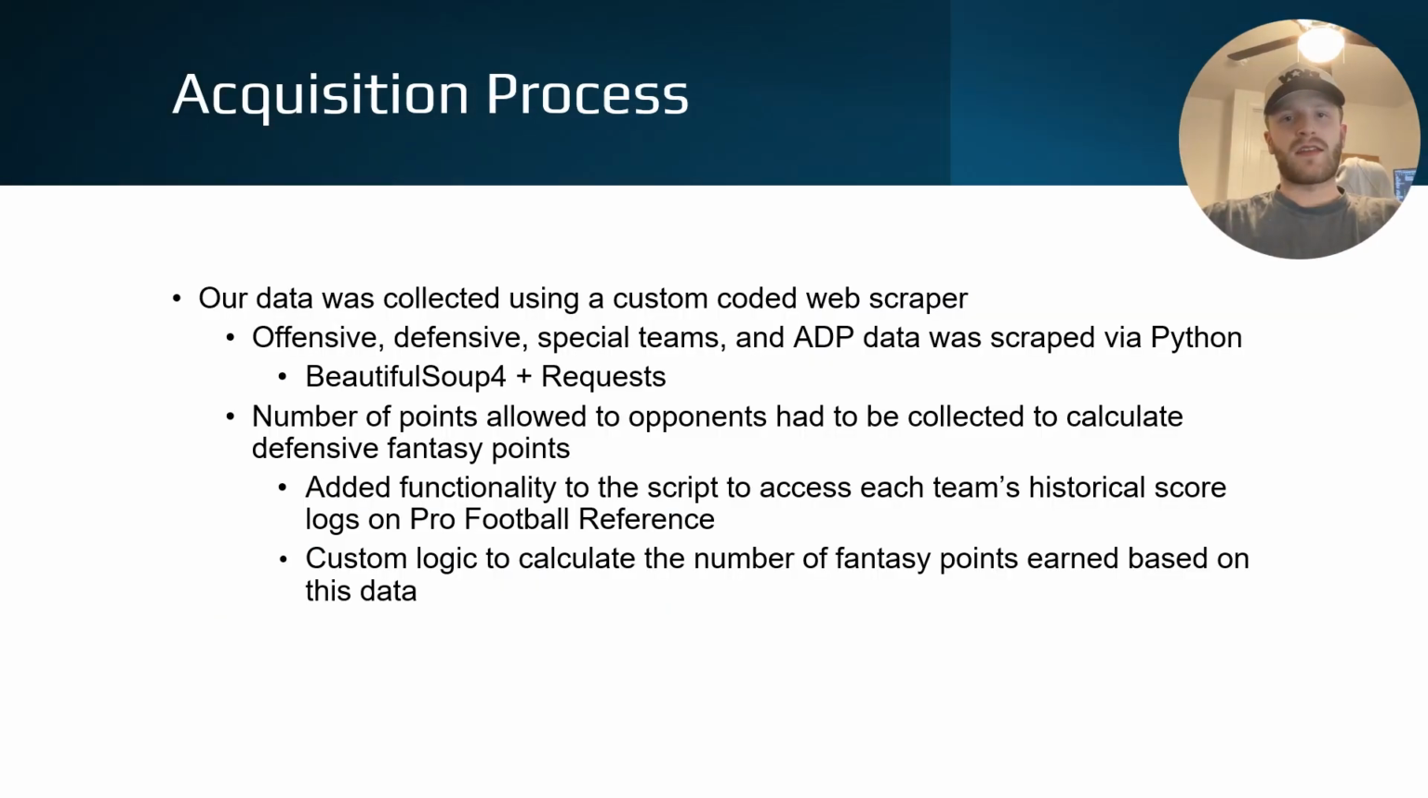Our data was collected using a custom-coded web scraper, which we've referred to as our main script. One portion of this scraper collects offensive, defensive, special teams, and average draft position data using Beautiful Soup 4 and requests. Another area that we had to address was the need for points allowed to opponents for each individual week and each individual team. This functionality was added to the program using the historical score logs on Pro Football Reference. Custom logic was then incorporated to calculate the number of fantasy points earned each week.